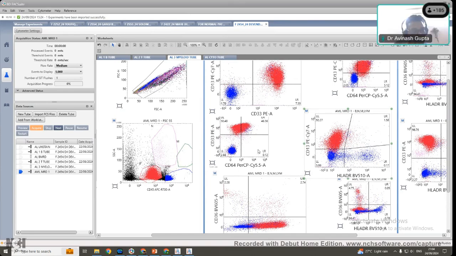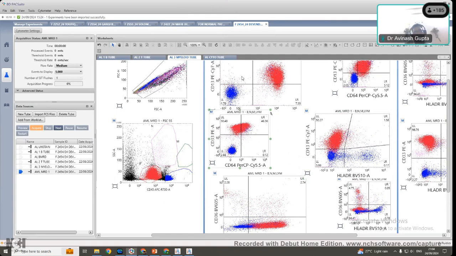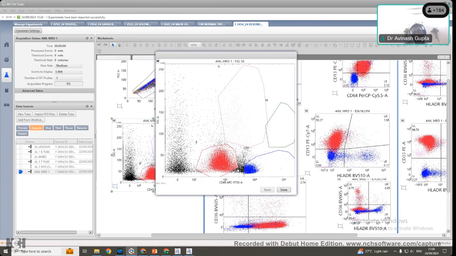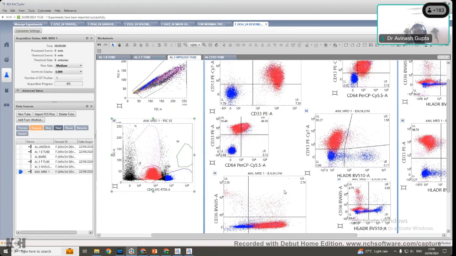Just want to add one thing: in this AML case, try to focus on the side scatter. If you see the scatter, comparing with the monocytes, it is going towards myeloid. So this is the first clue for you that this could be a myeloid cell or cells which have some granules. As CD45 is dim and the scatter is high, this is a clue that this population could be myeloid.